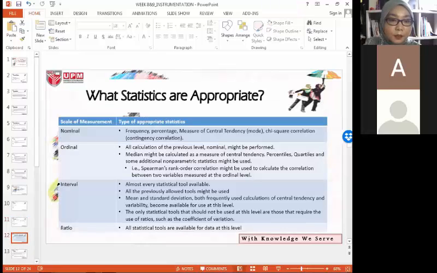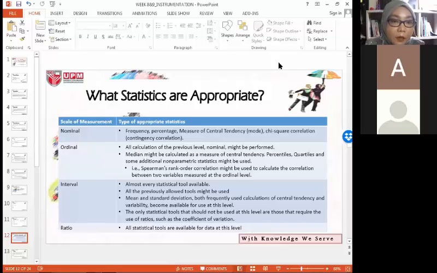Okay, so far any question? Okay, so hopefully for those who want to do the quantitative research, you try to identify which variables that you are going to choose, which instrument that you are going to select, and then match it with your scale of measurement. So then now match with your objective. Is it possible to achieve the objective through this particular scale of measurement or instrument?